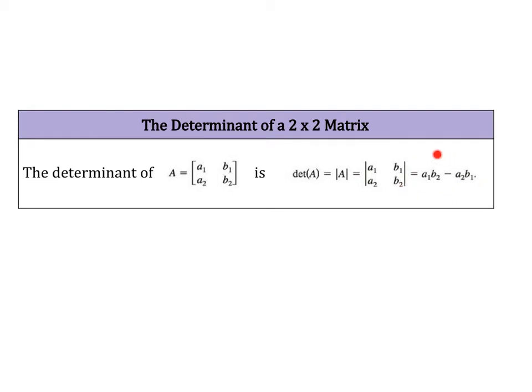Now this should look familiar because it was in the formula to find the inverse of a 2 by 2 matrix. But essentially, you're simply taking these two terms and multiplying them, and then subtracting the product of these two terms. So you're multiplying across and subtracting those two products.